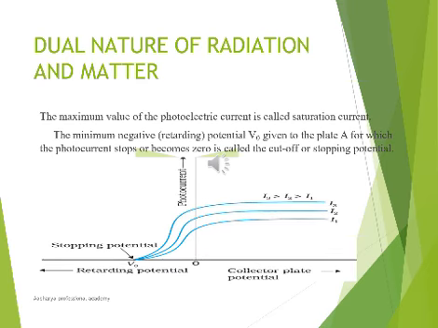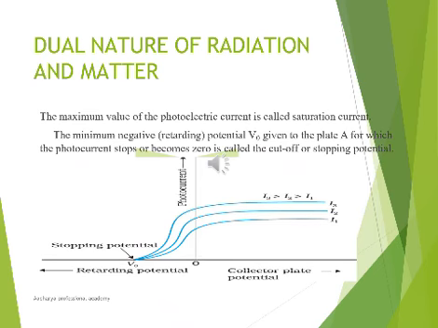The minimum negative potential at which the photocurrent becomes zero is called stopping potential or cutoff potential. See the diagram? What is a stopping potential? The minimum negative potential, that is, the minimum retarding potential at which the photocurrent becomes zero is called stopping potential. So that's what is given in the graph. You must know the definition for the stopping potential.